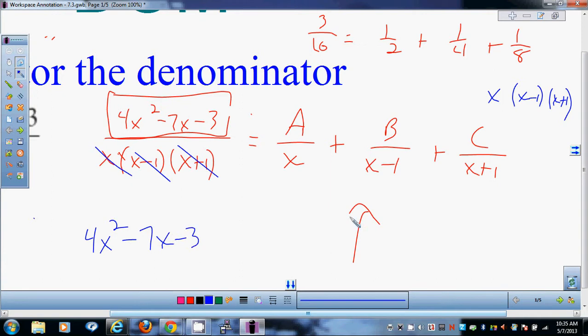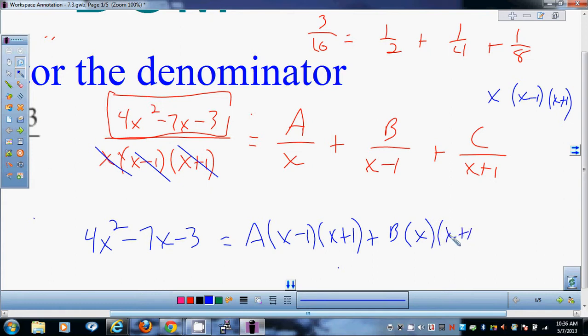So you're just left with the numerator. When you multiply these three by your common denominator, let's see, first the first one. What's going to cancel with the first one? The x, and you're left with a times x minus 1, x plus 1, plus b, the x minus 1's cancel, x plus 1, and c, which piece is going to cancel? X plus 1, leaving you with the x and the x minus 1.